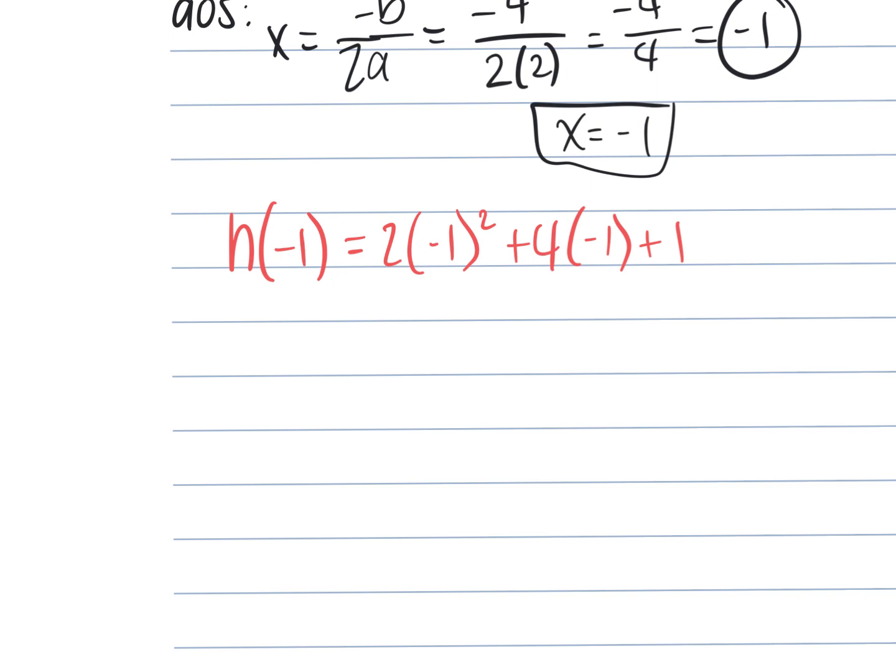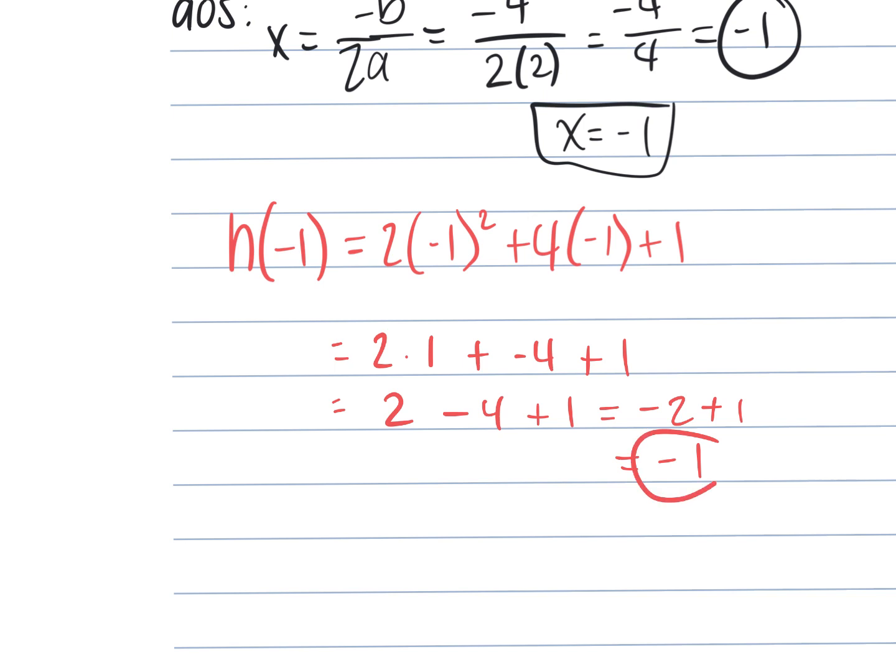So when we plug it in, what do I do first in evaluating this expression? The exponent. Excellent. What do you get when you square negative 1? Positive 1. So it's 2 times 1 plus, what's 4 times negative 1? Negative 4, and then plus 1. This is going to be 2 times 1 is 2 minus 4, and then plus 1. What do I get here? Negative 2 plus 1, which is? Negative 1.